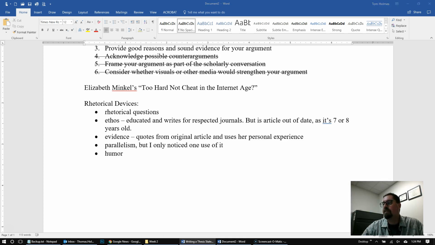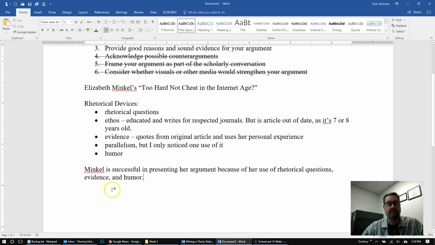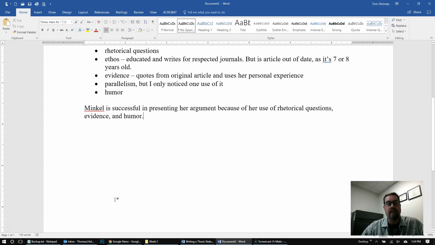You could then, after your introductory summary paragraph, right at the end, write your thesis statement, which could look something like this. Minkle is successful in presenting her argument because of her use of rhetorical questions, evidence, and humor. So what this tells the reader is that in your paper, you're saying that her argument is successful because of these three devices.